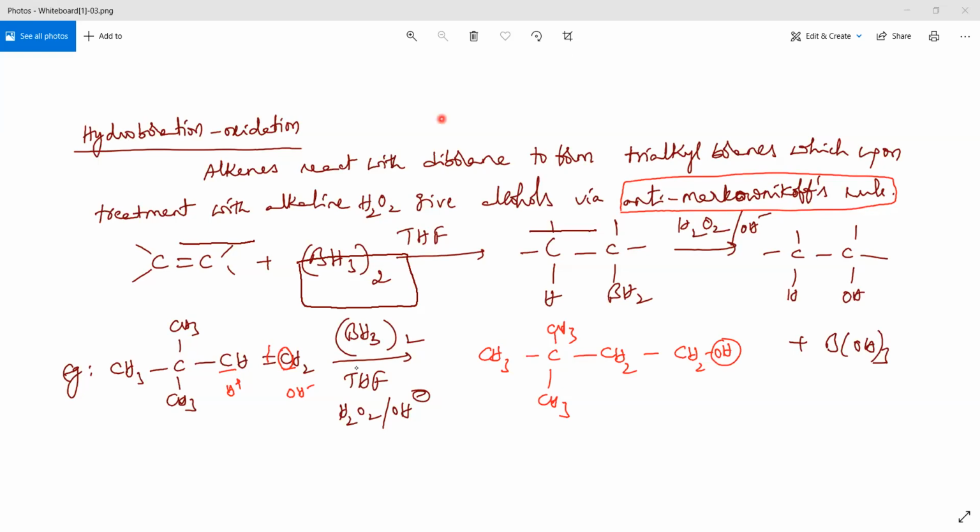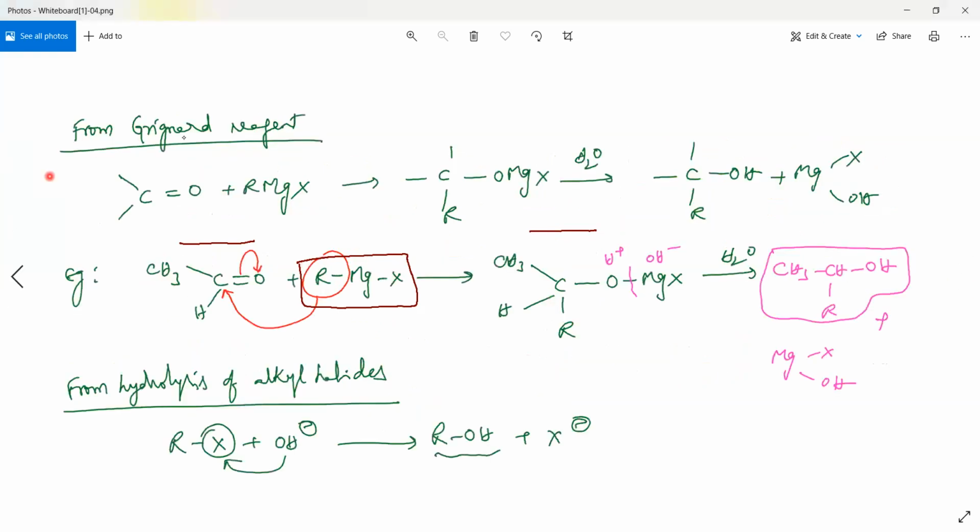How? This is C double bond C. Now, which carbon is having more number of hydrogens? That carbon will be attached with the negative part of the reagent. That means this carbon. This carbon is having more number of hydrogens, so OH will be attached here. Carbon having more number of hydrogens. So in this way, you can remember easily.